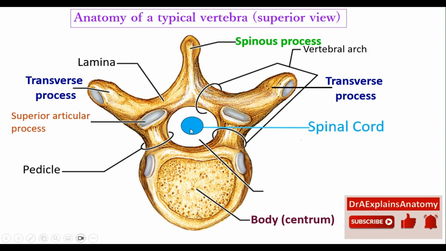Right here we have the spinal cord. The spinal cord is located in the vertebral foramen. The vertebral foramen of all the 24 vertebra will form the spinal canal where the spinal cord is located.